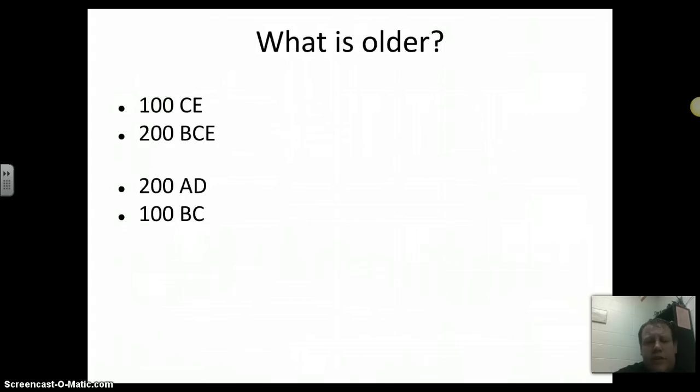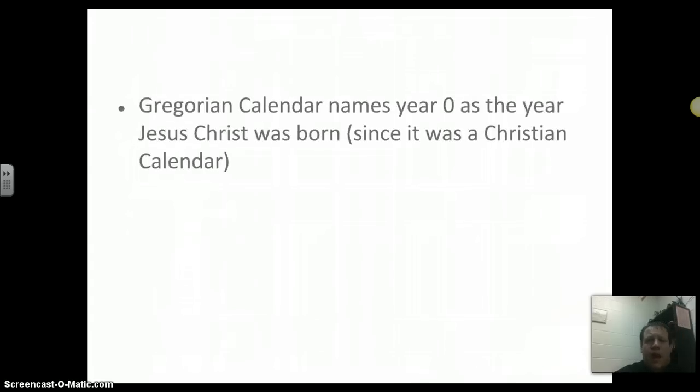So the question here is, which of these four dates is older? I have 100 CE, 200 BC, 200 AD, 100 BC. We'll see in a second which one of these is actually older. The Gregorian calendar makes year zero kind of a middle point. It's like in math where you're doing positive and negative numbers. You have zero in the middle, and you base your numbers off of that zero.